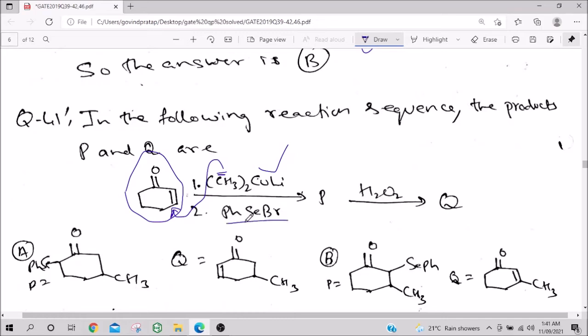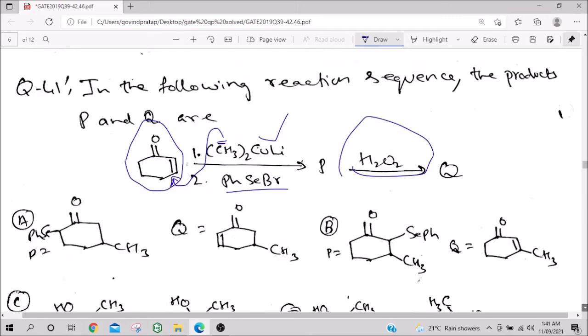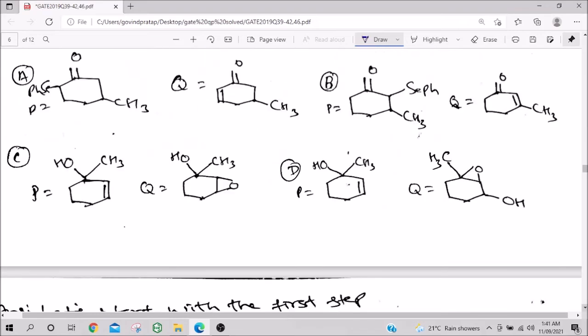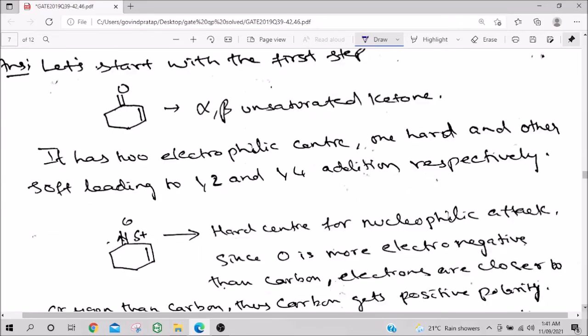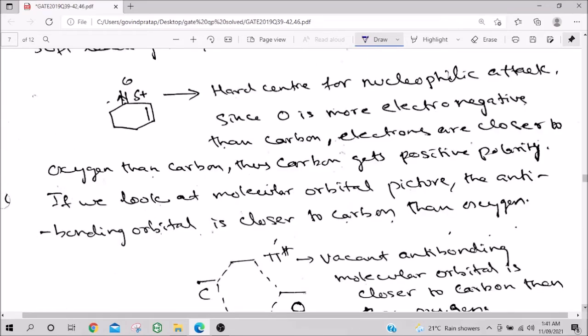And then you are using PhSCBr followed by oxidation. All these are very simple reactions. You will get it very soon. No stereochemistry is also involved. So this is one of the easy questions they had given, right? So all this I have told many times.